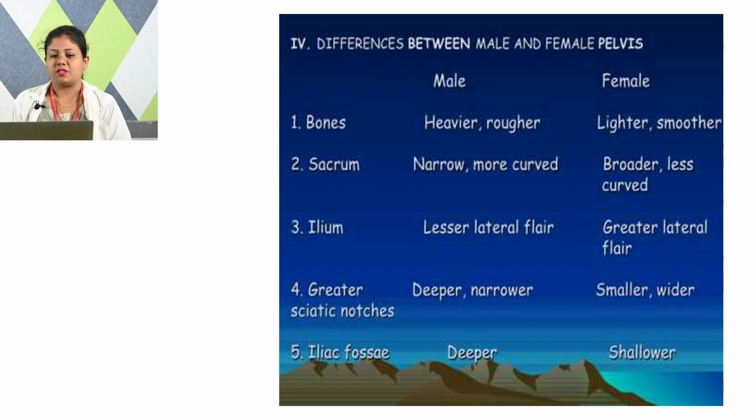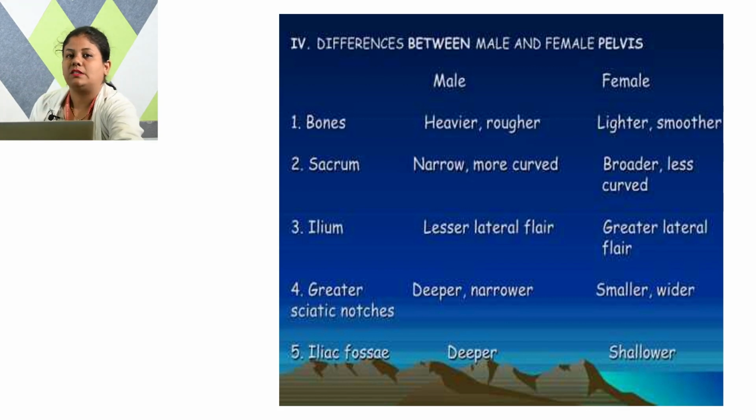So here are some of the differences which have been given. So these are nothing but what we can see comparatively in the bones. So how the male and female bones are differentiated. Now the bones in the male are heavier and rougher comparatively to the female, whereas the bones in the female pelvis are lighter and smoother. Sacrum. Now coming towards the sacrum, it is narrow and more curved in the male, and in the female it is broad and less curved. So this is the difference between the sacrum.